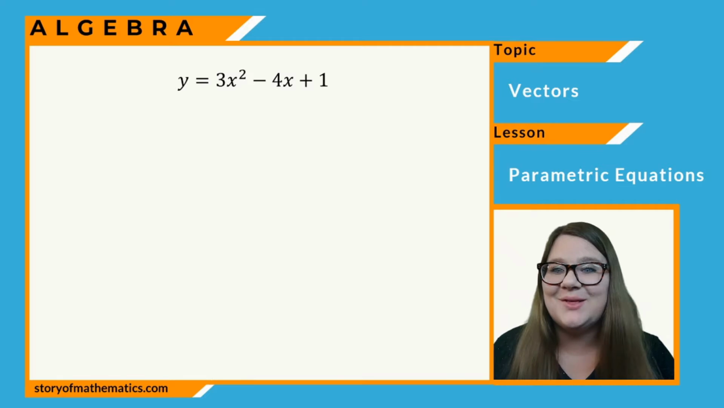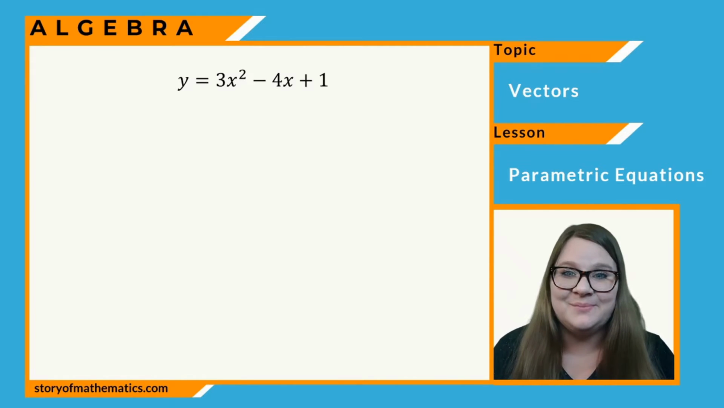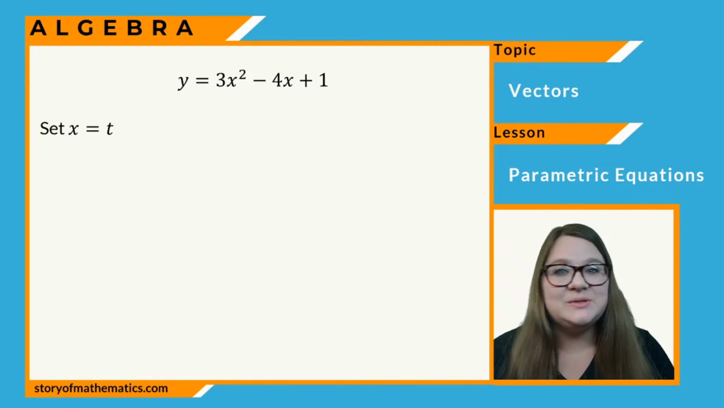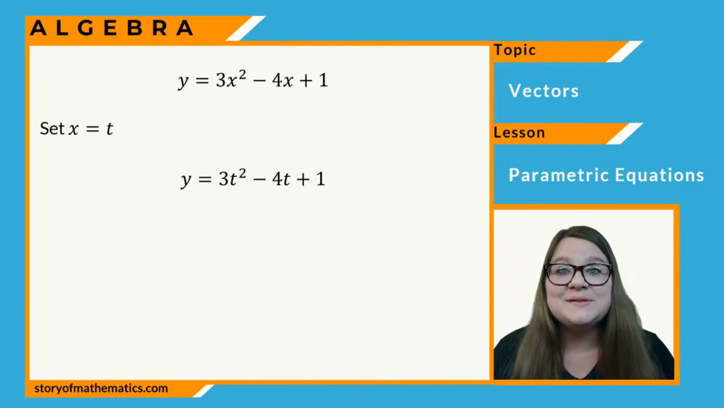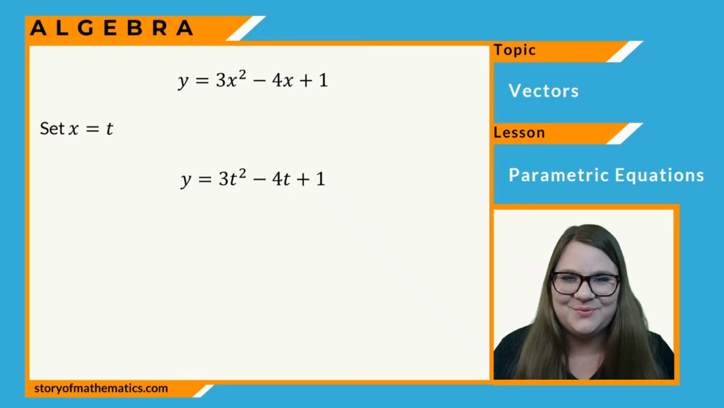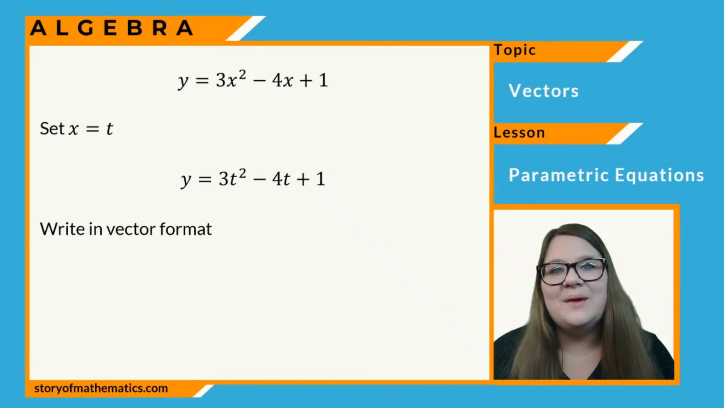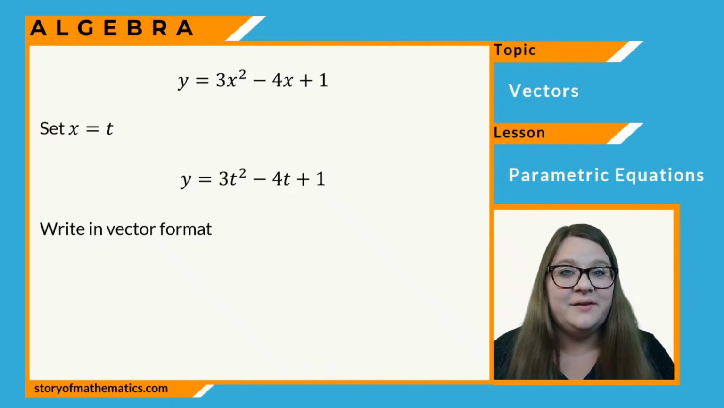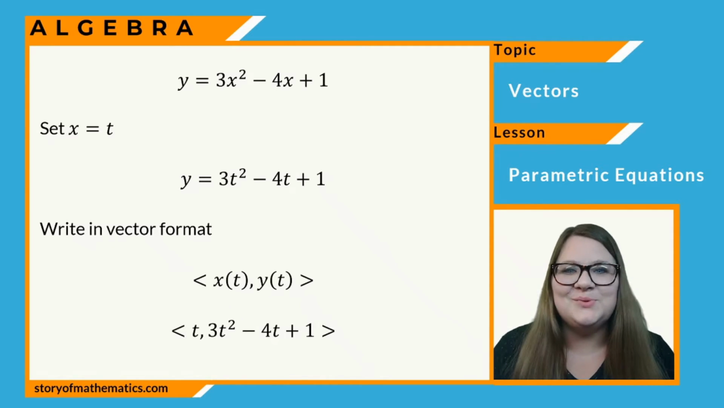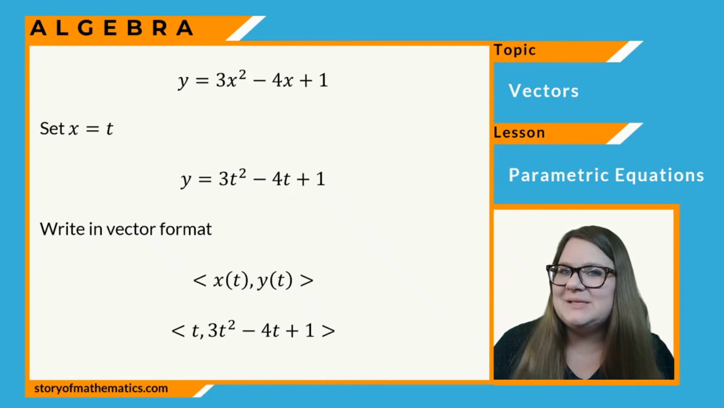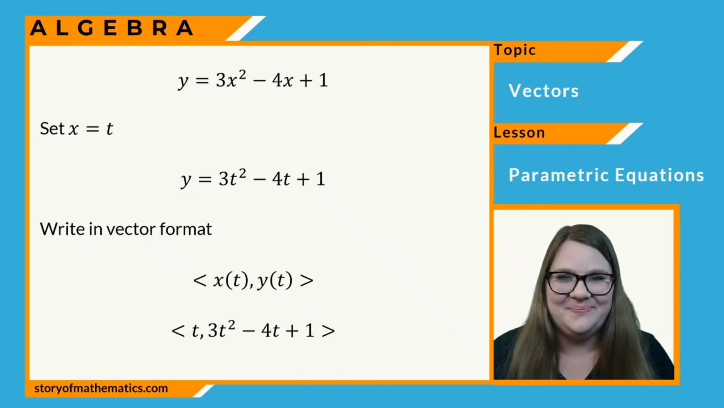Let's take a look at another example. Let's say I have y equals 3x squared minus 4x plus 1. In this case, we're still going to set x equal to t, and we're still going to substitute it in. This gives us y equals 3t squared minus 4t plus 1. When I write this parametric equation in vector format, I'm going to have my x first and my y second, which really gives me t, 3t squared minus 4t plus 1.